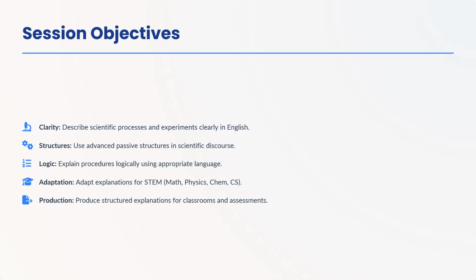As you have come to expect with me, I always guide you by mentioning the lesson objectives. Our roadmap today for this session is quite specific. By the end of this hour, or this lesson, we will have mastered the use of advanced passive structures. We aren't just looking for correct English, but academic English. We will focus on logical sequencing and, most importantly, how to adapt these linguistic tools specifically for the fields of math, physics, chemistry, and computer science.